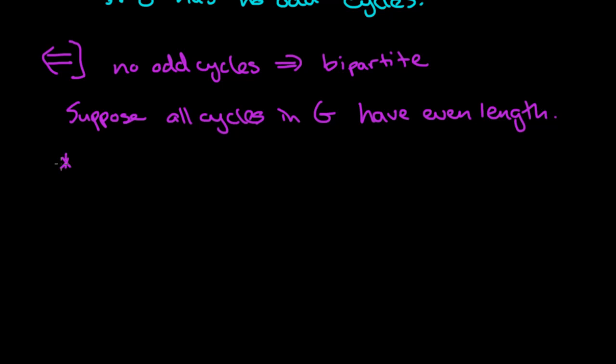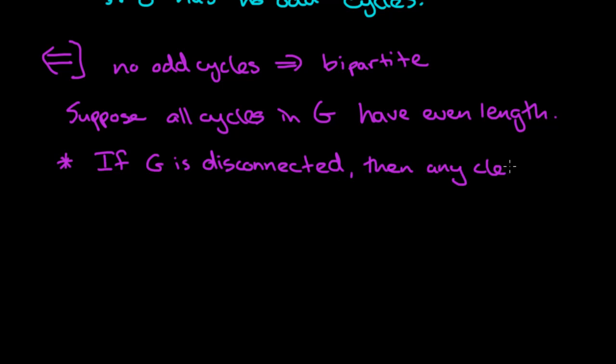And now it's kind of important to notice that we didn't specify that G is connected. So if G is disconnected, then any cycle in G is contained in one of the connected components.